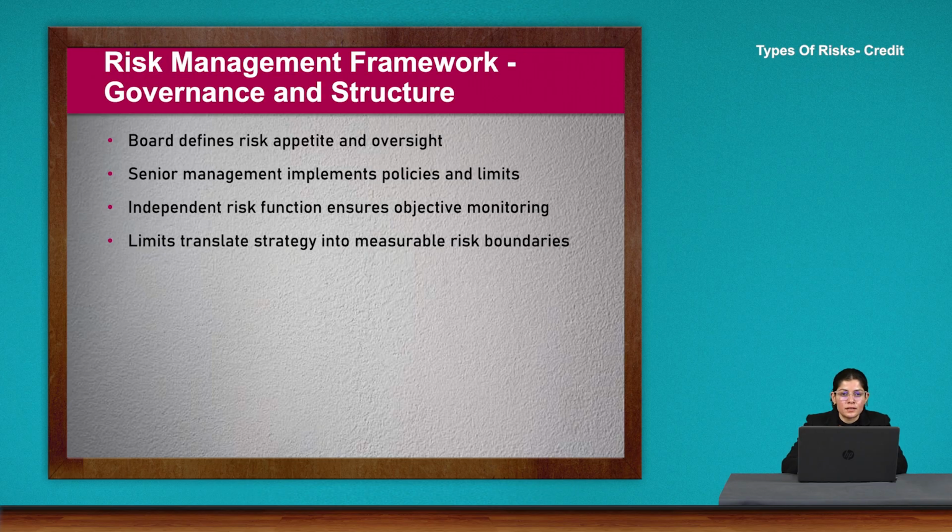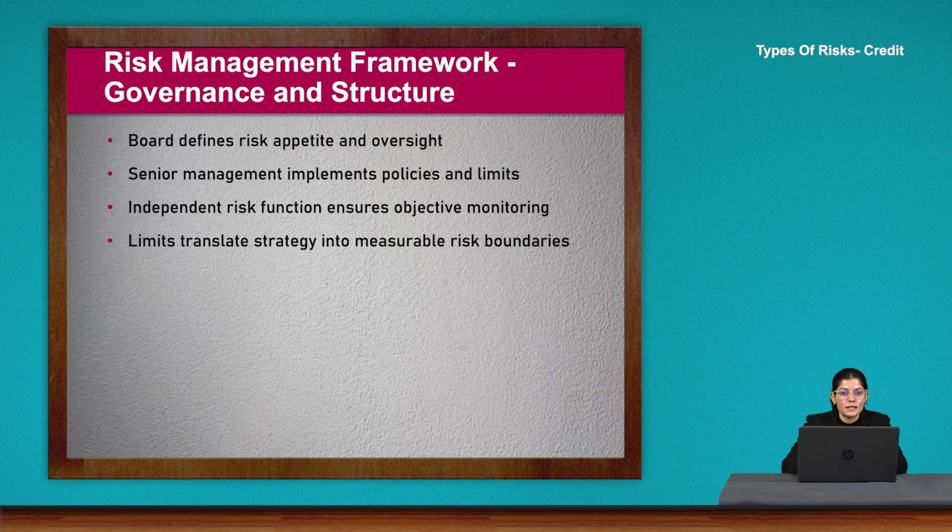It is on the architecture of a sound risk management framework. So, a strong risk framework is an integrated system of governance, policies, people, data, and process. Its key pillars are, first one, board and senior management ownership. So the board defines risk appetite, senior management translates it into policies and operational plans. Accountability must be clearly assigned.